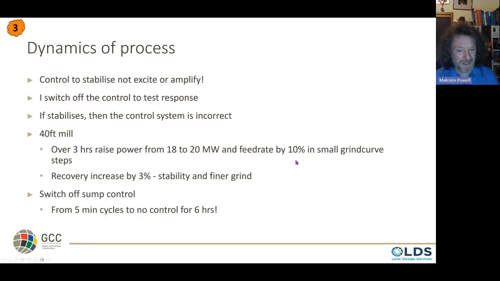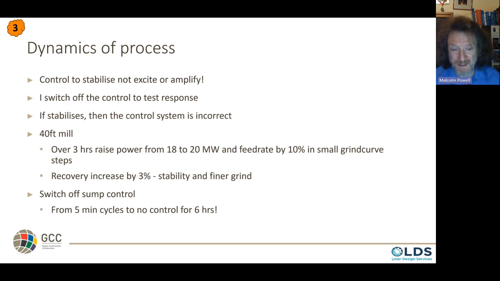So in that complexity are these dynamics of the process. This is not a stable system. The mill is intrinsically unstable. The feed is not stable. The contents are changing in a SAG mill. So what we should do at the very least is make sure our control system is stabilizing, not amplifying.